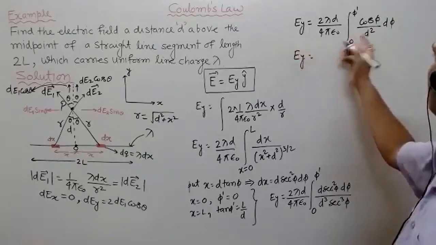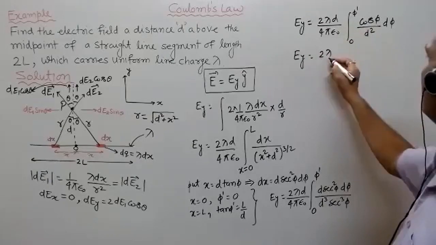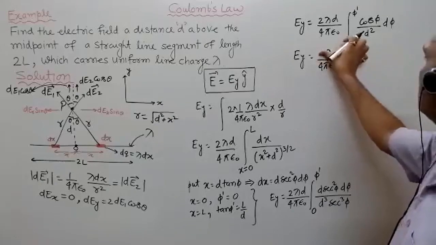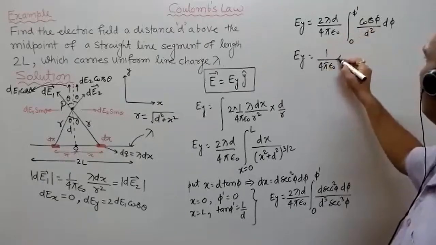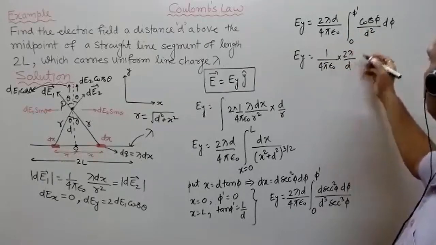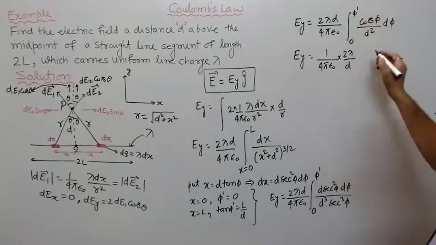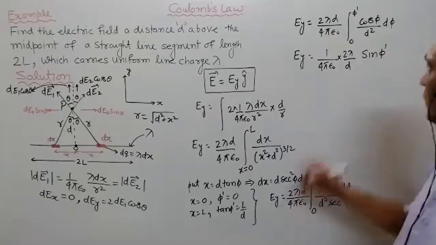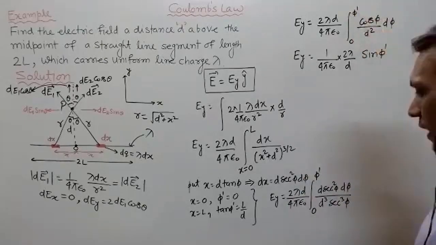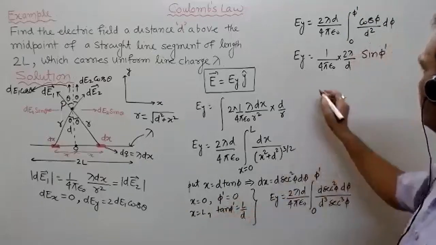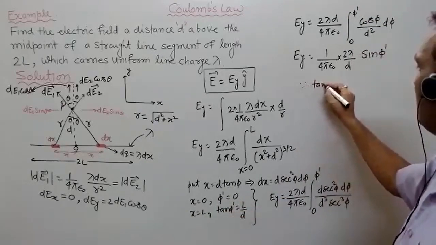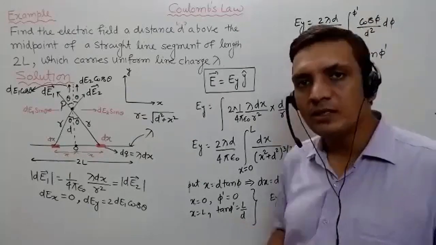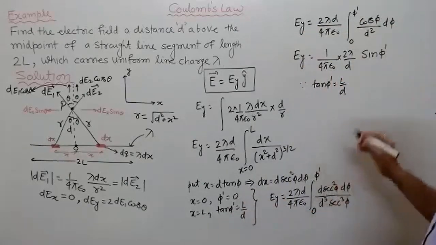Or Ey will be twice lambda by 4 pi epsilon naught. You can see this is 1 by 4 pi epsilon naught into twice lambda by d. And what will cos phi integrate to? If you integrate cos phi, you will get sin phi dash. And you know tan phi dash is L by d. Tan phi dash is a known parameter, L and d. So we have to express it in terms of known parameters.